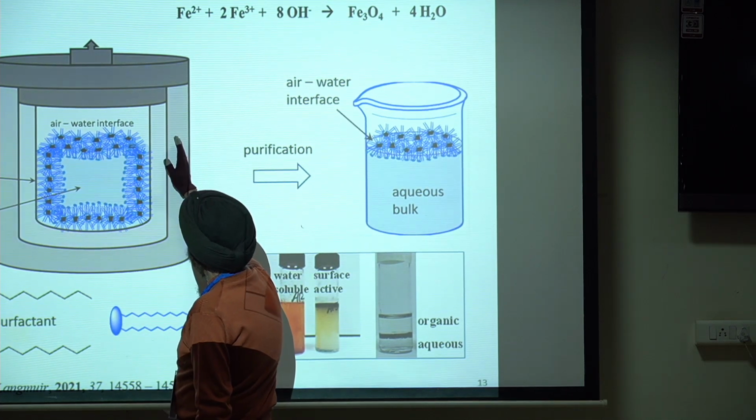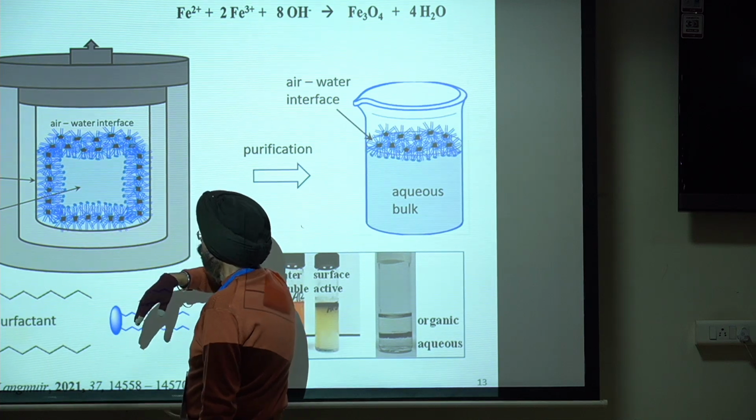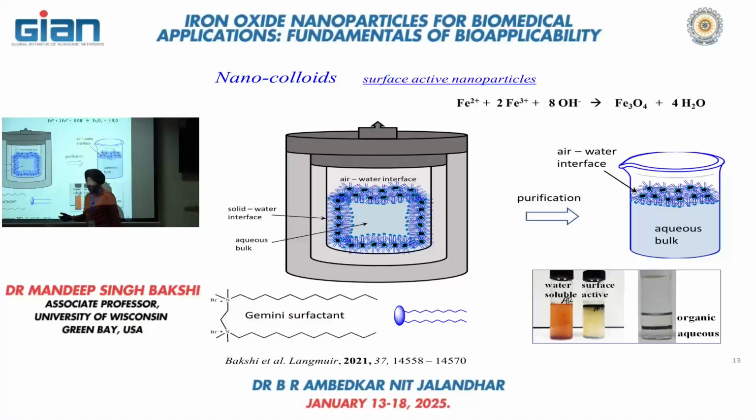Now when you have this kind of situation, you can simply remove all nanoparticles from the container by applying the magnet, removing the aqueous phase that contains excess Gemini surfactant. You can purify it with fresh water, and when you suspend it in the aqueous bulk, they are going to arrange at the interface. They will never go into the aqueous phase. Such kind of particles are known as surface active particles.